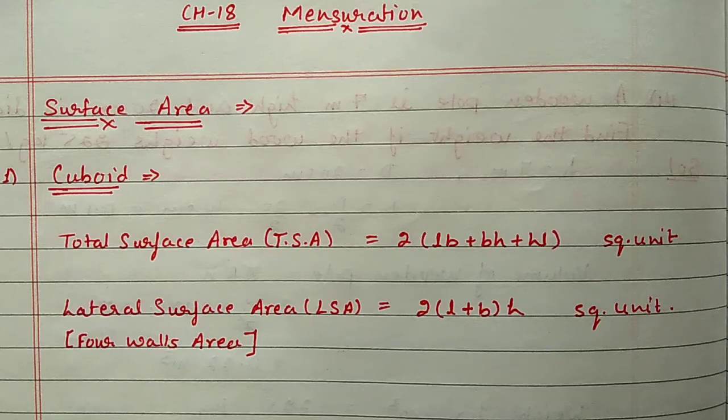Hello students, we are doing chapter number 18, mensuration, exercise 18.4. In this exercise you will learn how to find out the surface area of different solids. So in this chapter you have a total of 3 solids: first cuboid, cube and cylinder. First we will discuss the cuboid.